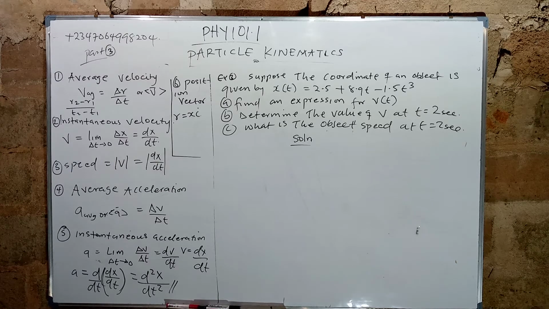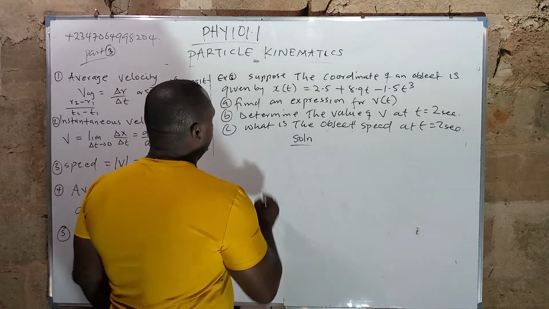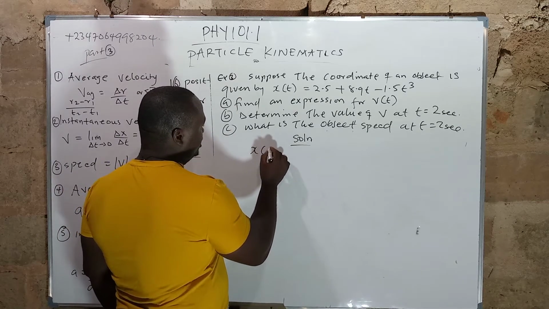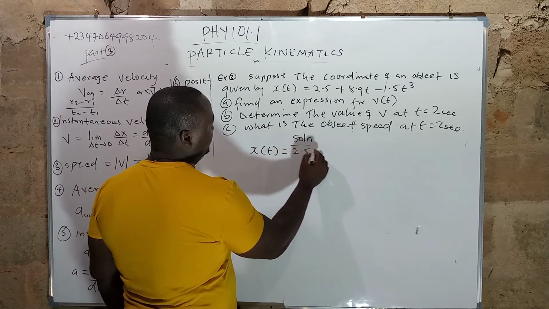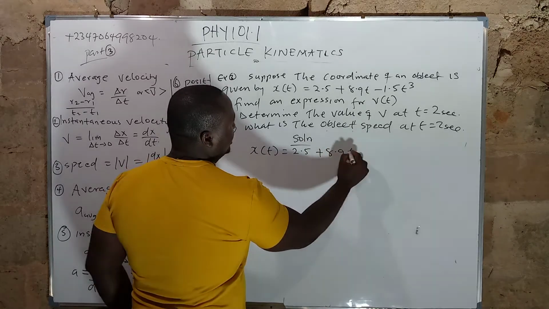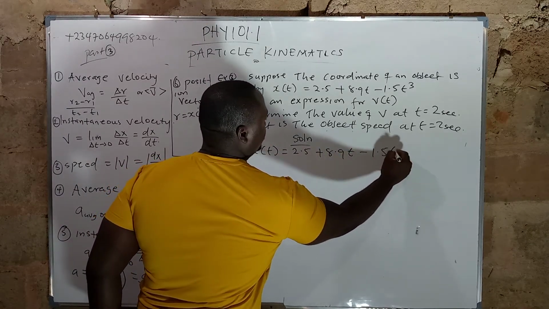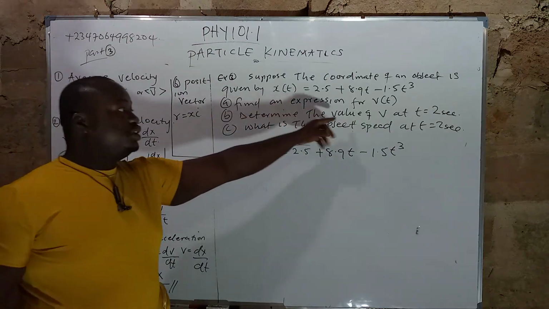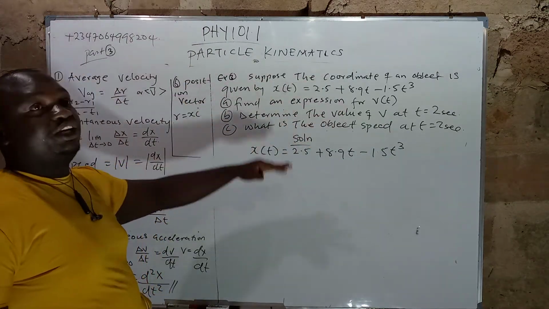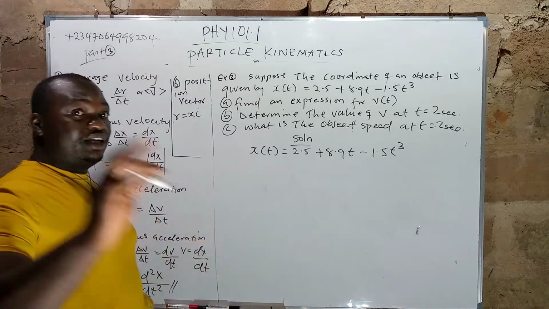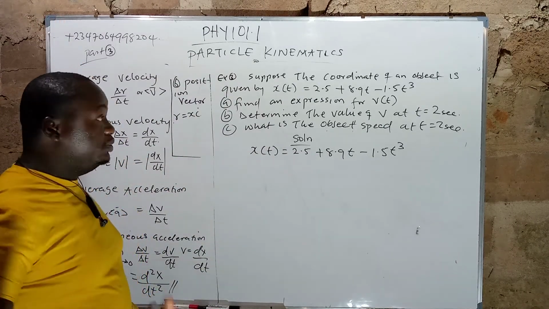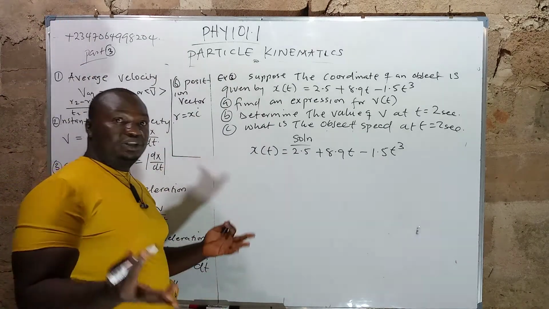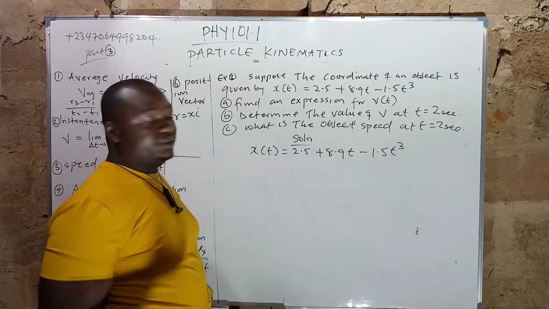So, of course, the v(t) they are talking about is the instantaneous velocity. If it was average, they will let you know. So the displacement is x equals 2.5 plus 8.9t minus 1.5t cubed, right? Now, determine the expression for v(t). That means the instantaneous velocity. If it was the average velocity, they will let you know immediately. They will tell you to get the expression for average velocity.